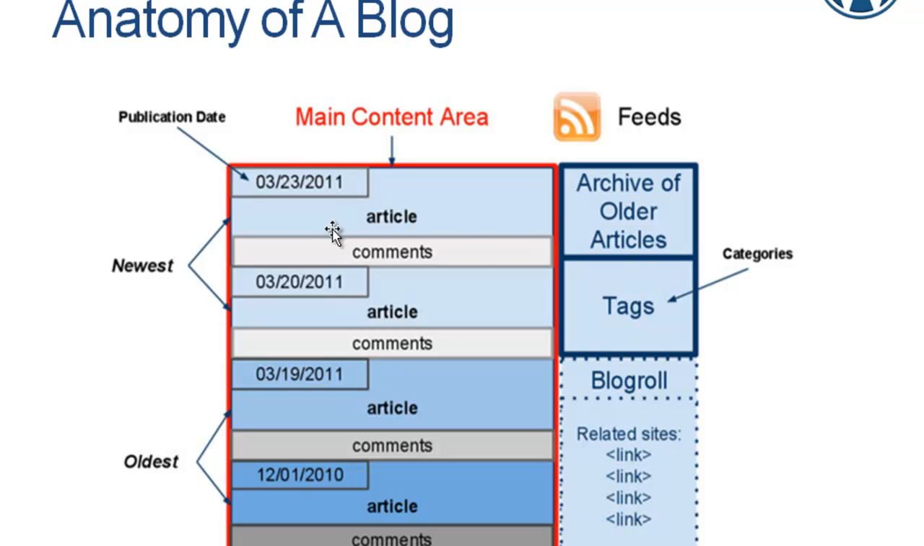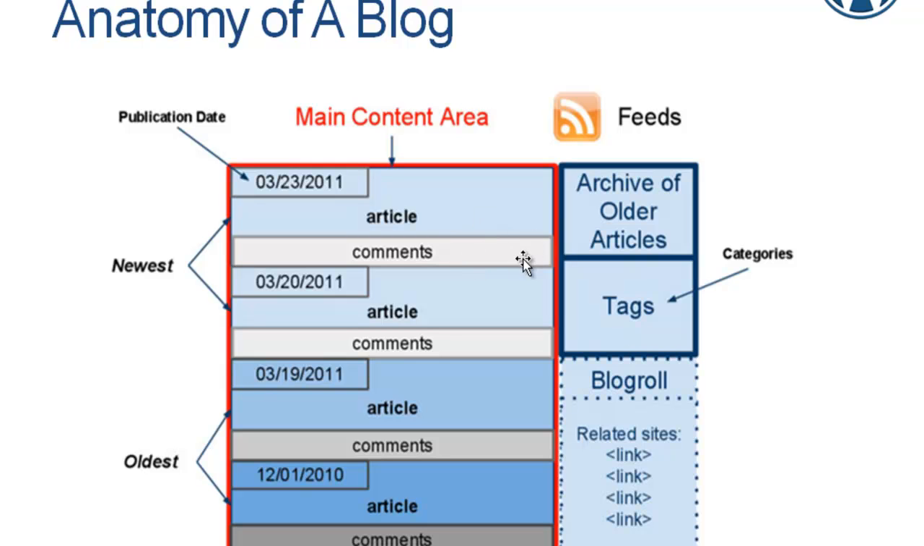You'll have some kind of intro text, usually maybe one paragraph, and then you'll see a little read more link, so the visitor can click read more, and then they'll go to that full post. So you have the intro text, the title, the date that the post was written, and then some comments.